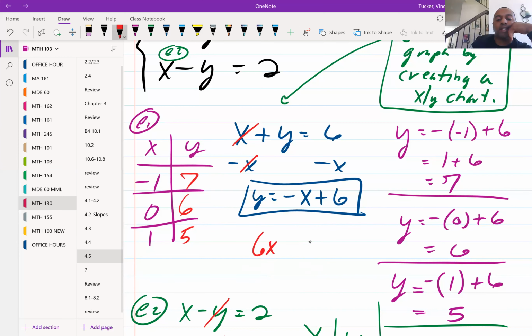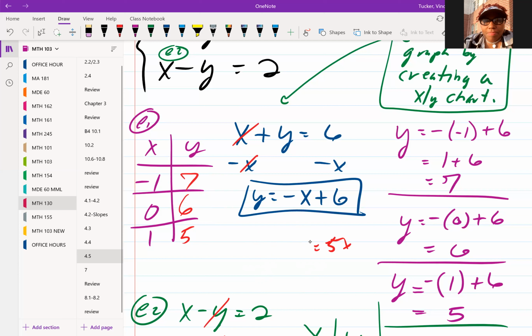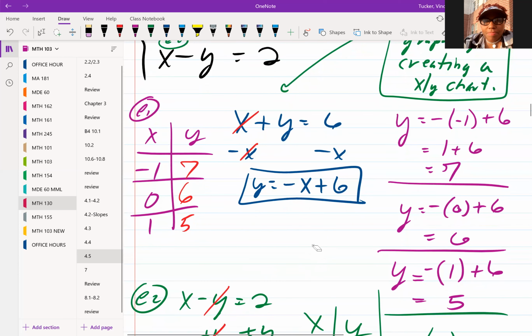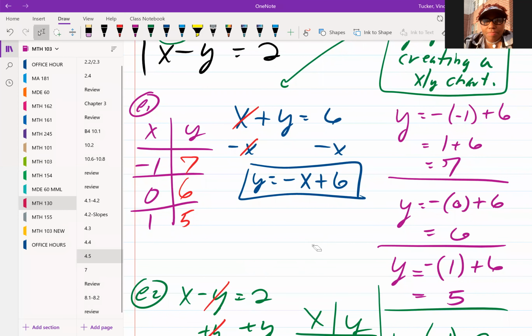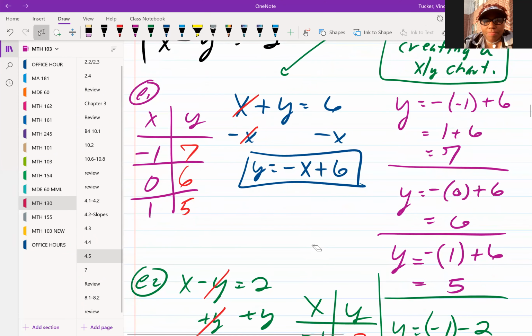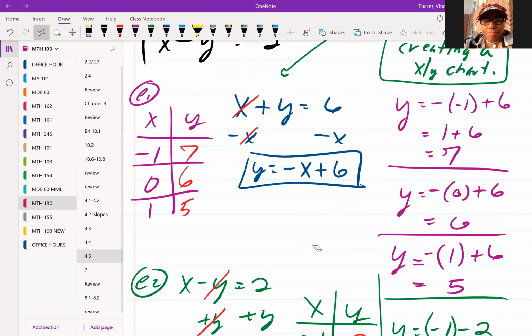So if you had 6x minus x, then that would be 5x. But they both have to have a variable. Okay. So y equals -x plus 6. Okay. All right.